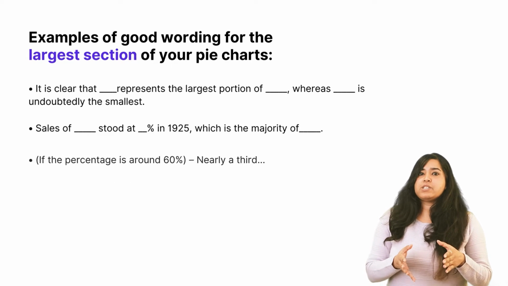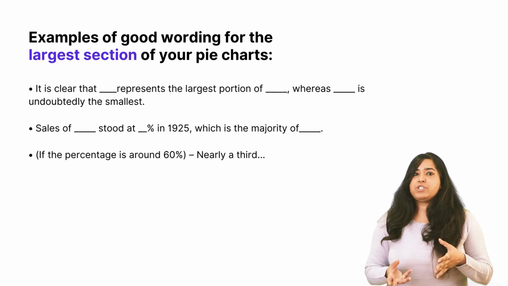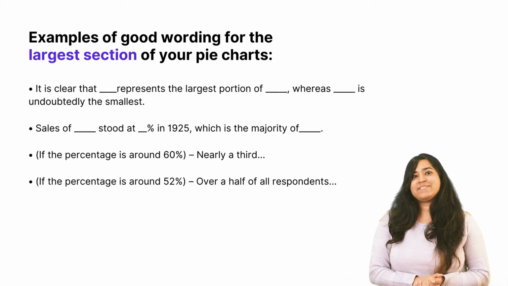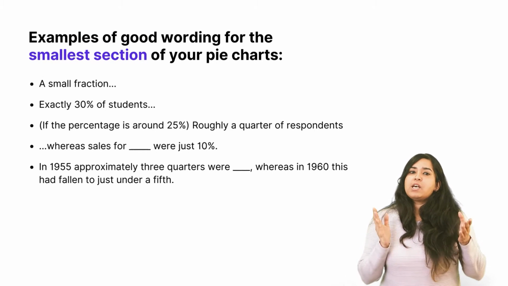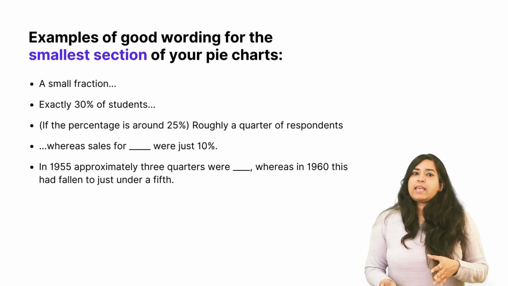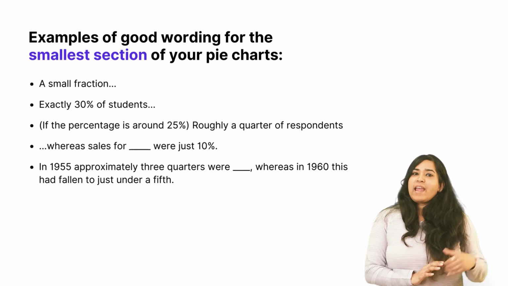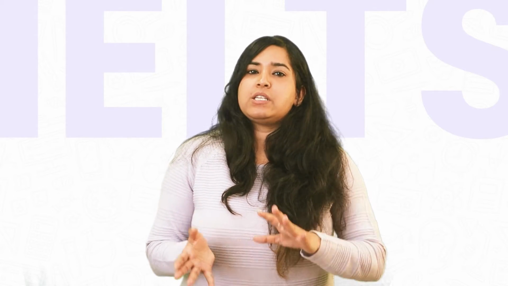Now, if the percentage is around 60%, you can say nearly a third. And if the percentage is around 52%, you can say over half of all respondents or something like that. Examples of good wording for the smallest section of your pie chart could be something like a small fraction or exactly 30% of students. Again, if the percentage is around 25%, you can say roughly a quarter, or any of these examples as well. If you'd like to describe percentages in a different way by taking the majority or minority, you can also use these words and phrases.